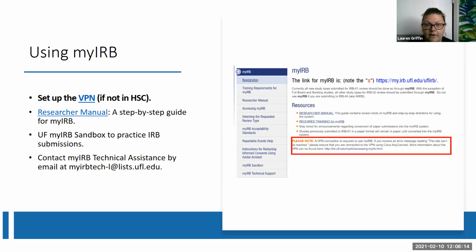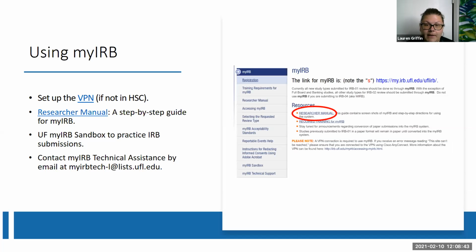So fair warning, if you try and access myIRB and you're not using the VPN and you're not in the Health Sciences Center, you will get an error message. The page will just say it can't be loaded. Don't worry, that doesn't mean that the site's down. It just means something probably happened to your VPN. You may need to log in again, double check the internet, make sure that it's flowing through there. And of course, if there's other issues with myIRB and you're already connected to the VPN, feel free to contact us.